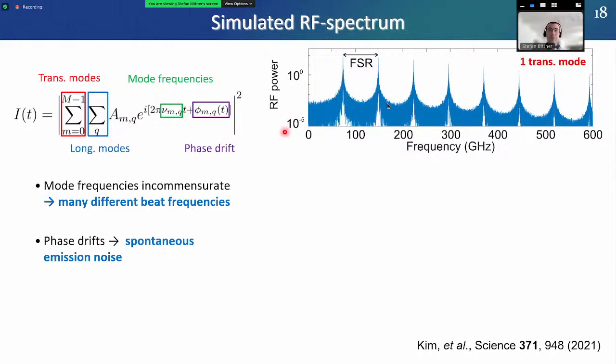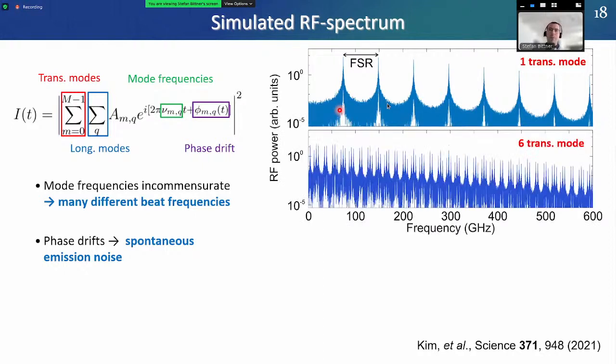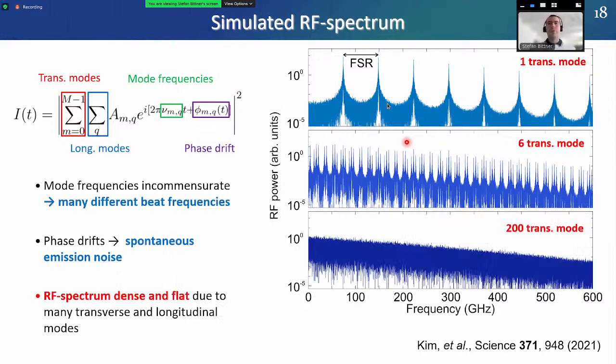This is the RF power spectrum calculated from the simulations for a single transverse mode. So we simply have a series of equidistant peaks with a free spectral range given by the cavity round trip time. So this is simply longitudinal mode beating. When we increase the number of transverse modes to 6, you see that a lot of additional peaks appear, and each peak corresponds to the beat note of a different pair of modes in the cavity. And when we increase the number of transverse modes even further, here to 200, all these different beat notes completely fill in the RF spectrum and lead to a very dense and flat spectrum, which is ideal for random number generation.